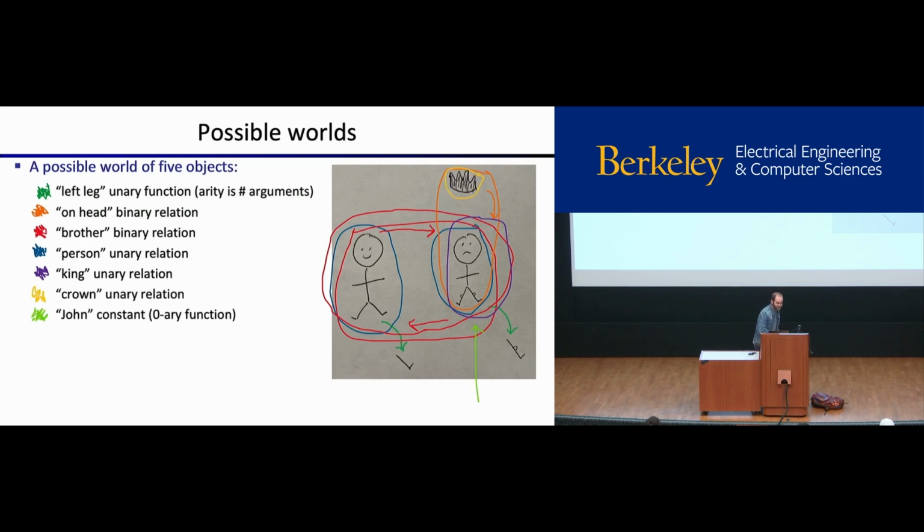We can also have constants. Constants are really just another kind of function, but they take no arguments. So this John constant, or John function, it takes no arguments, and it points to a specific object.